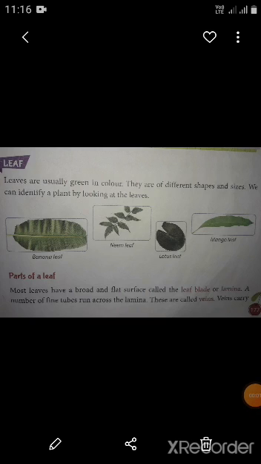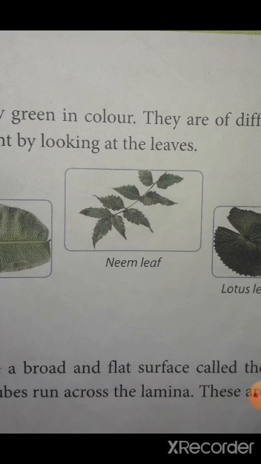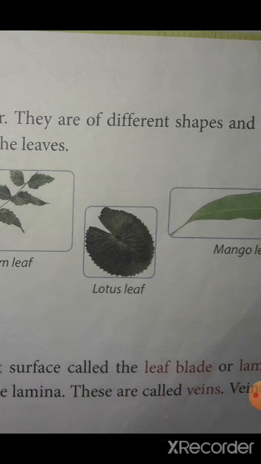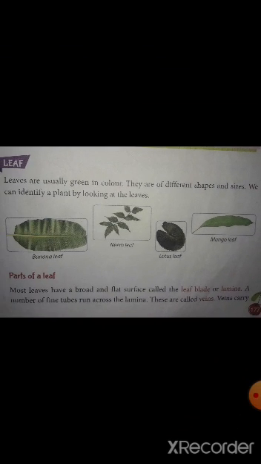Leaf. Leaves are usually green in color. They are of different shapes and sizes. We can identify a plant by looking at the leaves. All the plants around us have leaves of different shapes and sizes. Different kinds of plants have different types of leaves. See here, this is a banana leaf, this is a neem leaf, this is a lotus leaf and this is a mango leaf.